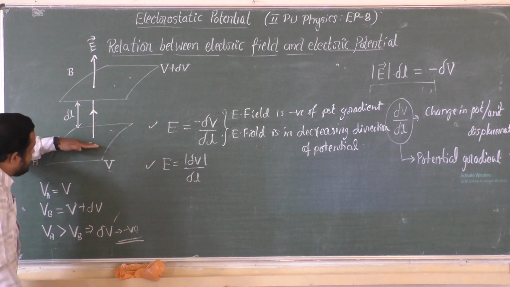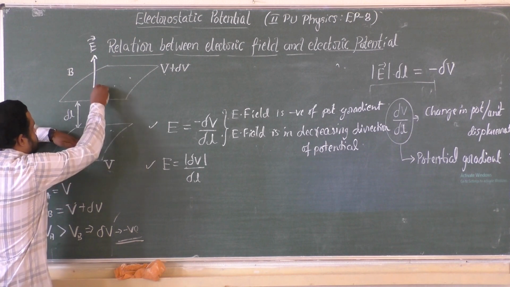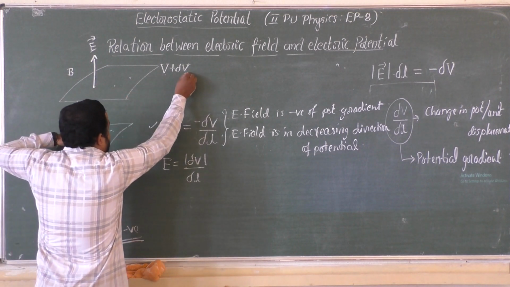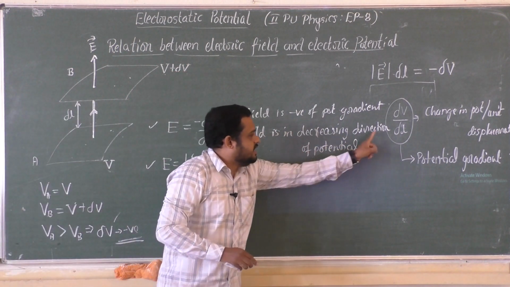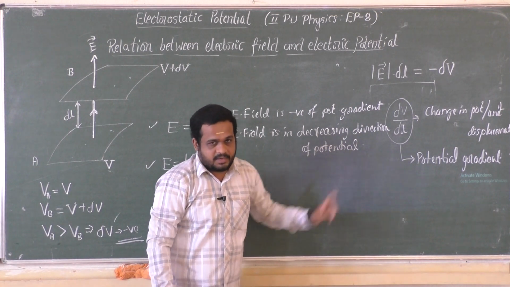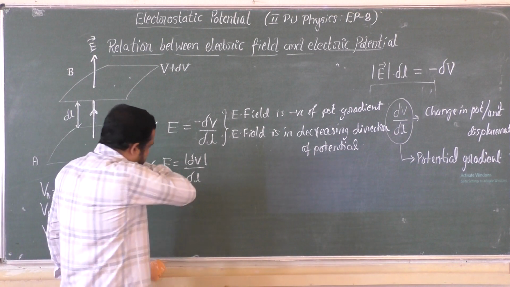Here V is the value. If you move along the direction of electric field, when you reach here, potential value is V plus delta V, which is less than V. That means electric field is in decreasing direction of electric potential. Okay, that is important.